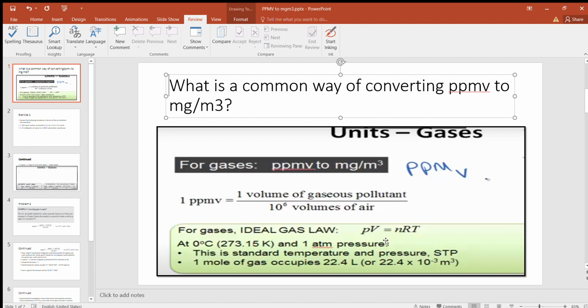And T is the temperature in Kelvin. So at 0 degrees C, that is 273.15 Kelvin, and 1 atmosphere pressure, which is standard temperature and pressure, that is STP, 1 mole of the gas occupies 22.4 liters, or in the form of meter cube, that is 22.4 into 10 to the power minus 3 meter cube.